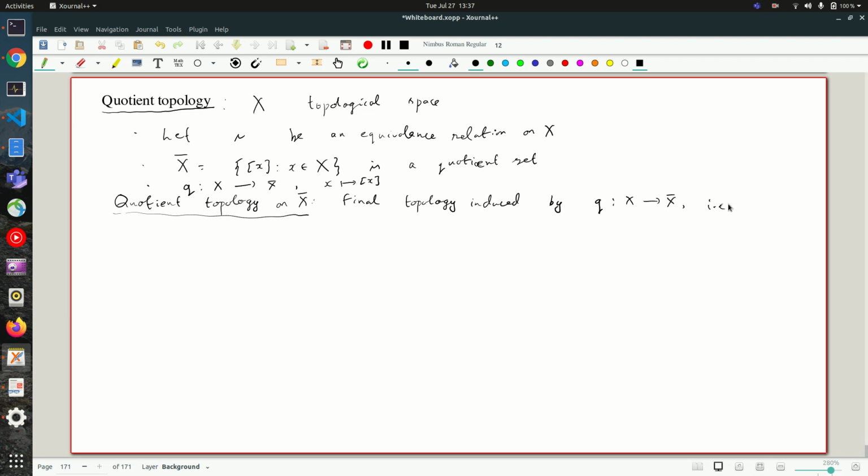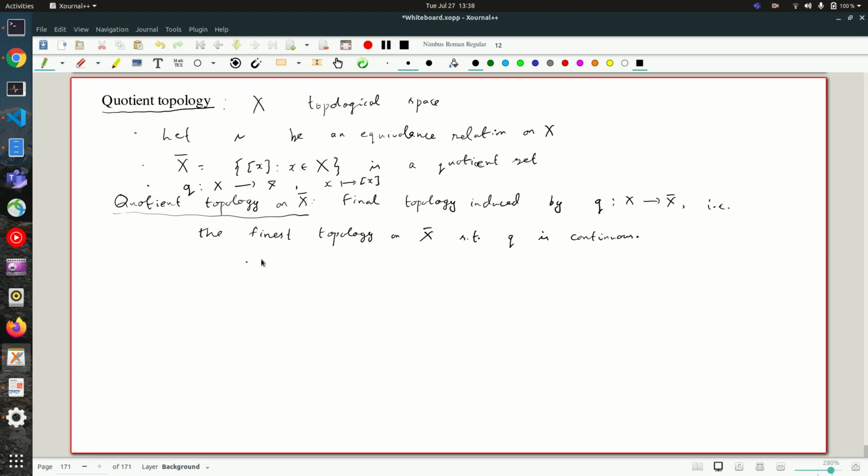Okay, so the final topology induced by Q, mapping X to X bar. That is the finest topology on X bar such that Q is continuous. Okay, we can figure out what it is, and it's easy to give a direct description, but as an example of figuring out how finite or initial or final topologies work, I've defined it in this way here. So what does this mean?